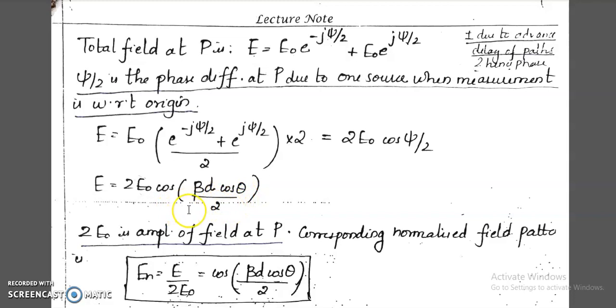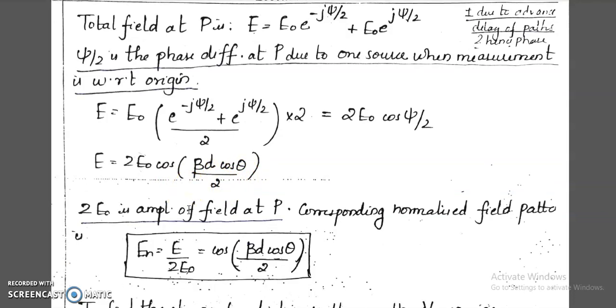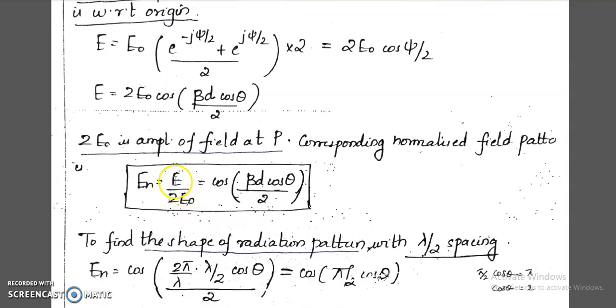Then next we want to find the normalized electric field. For that we can use E by its E max. We know the maximum value of the electric field is 2E0. Why? What is the reason? Because for a cosine term the maximum value is 1. So E max is equal to 2 into E0. So En is equal to E by E max, that is E by 2 into E0. So you will get cos (beta d cos theta by 2).